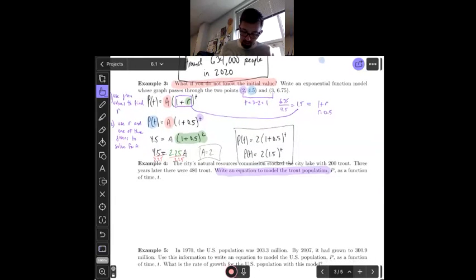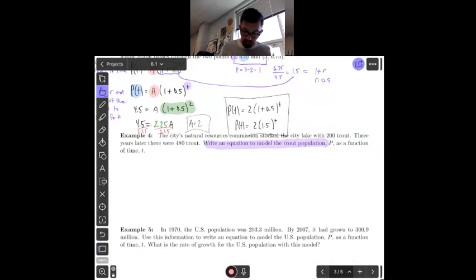All right, the last thing we're going to get to here. We want to write an equation for the trout population. They've stocked a lake with 200 trout. It doesn't say that, but there's that initial amount, right? What did the problem start with? They put 200 trout in initially, okay? 3 years later, so there's some time, the trout were at 480. So there's the information we have.